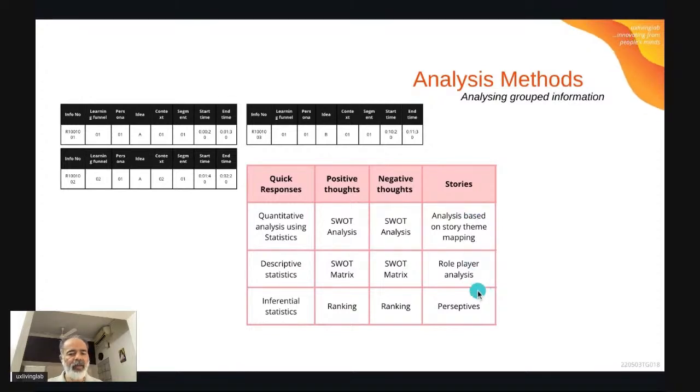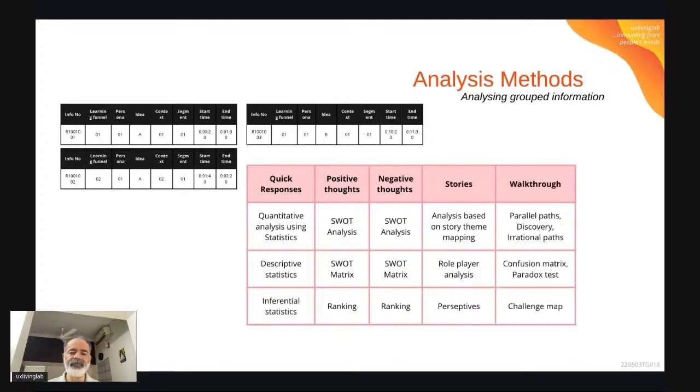Then role play analysis. You already analyzed the role players, so based on the role players, you can analyze. Then perspectives. There are different perspectives in the stories: psychological perspectives, philosophical perspectives, emotional or social perspectives. So different perspectives are different, and depending on the perspectives you can also analyze.